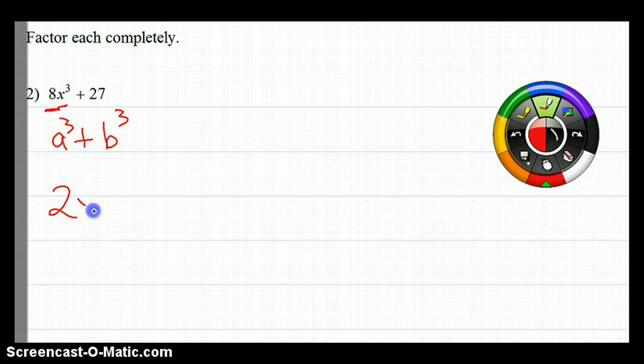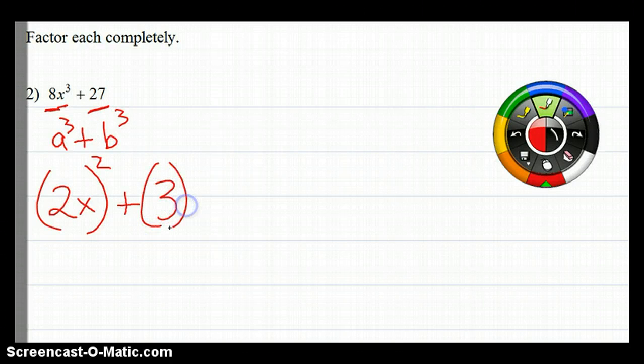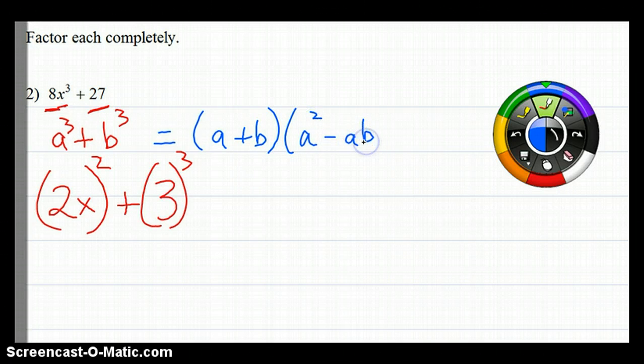We have an x cubed, so a is going to be 2x. So wherever I see an a in our formula, we're going to put a 2x. And what times what times what is 27? Again, on your list of perfect cubes, you should answer that that is 3. So we have recognizing the perfect cubes, and then we have follow the formula. So in the formula, wherever we see an a, this time we're going to stick 2x, and wherever we see a b, we're going to put in a 3.